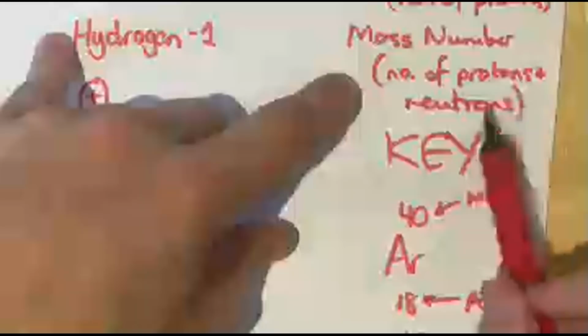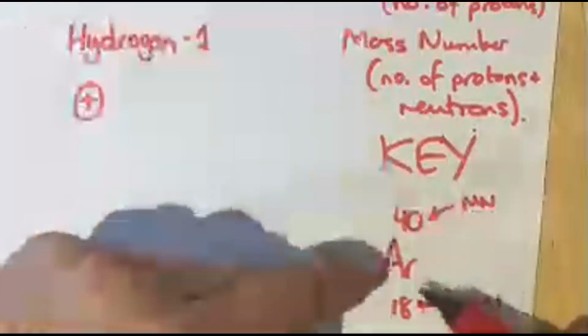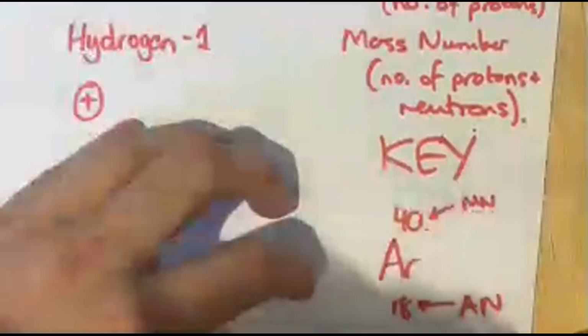Neutrons we'll come back to. Electrons in an atom are the same as the number of protons, that's also 18. And the neutrons is going to be, well, if the mass number is the number of protons and neutrons, and the atomic number is the number of protons, then 40 minus 18 will give you 22.